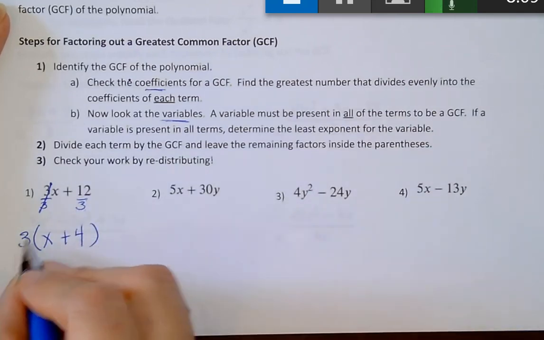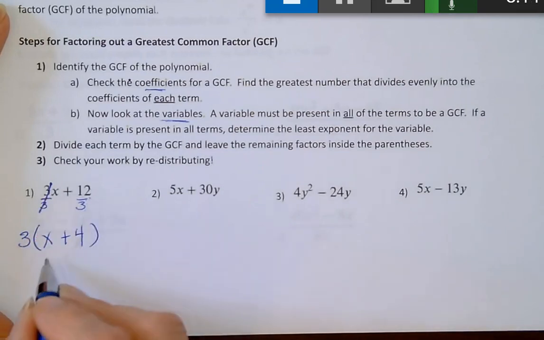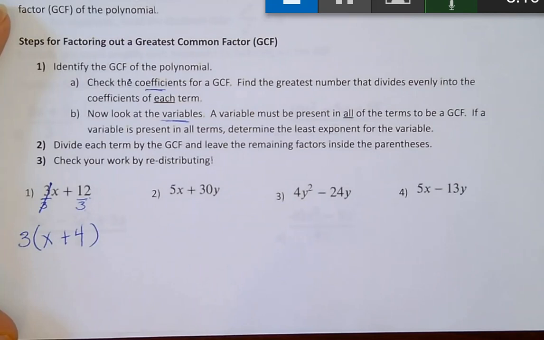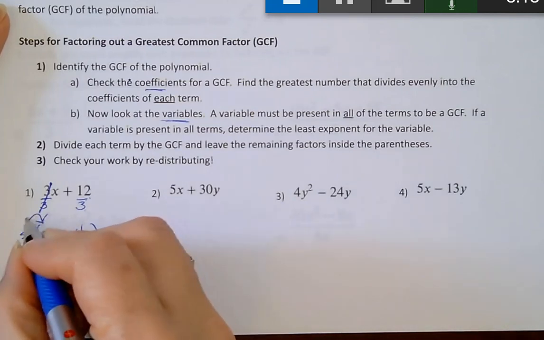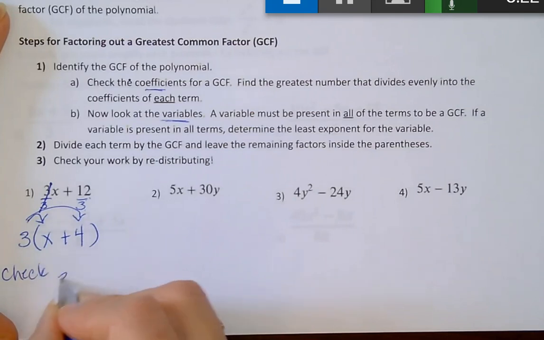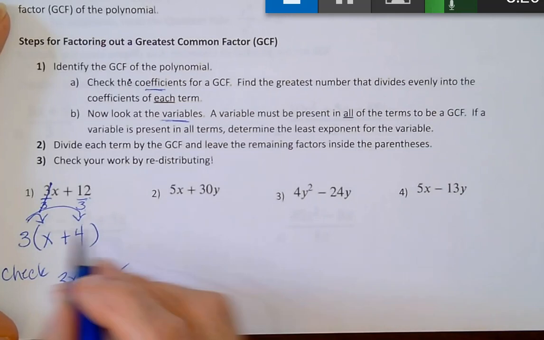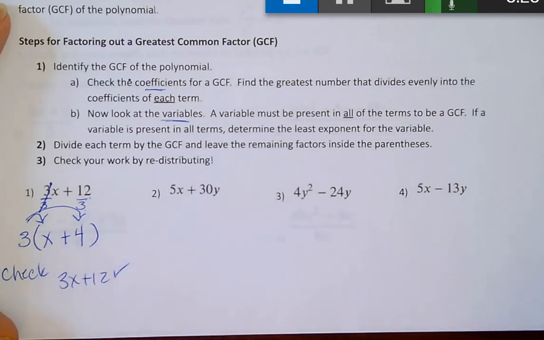Okay, so when I pulled 3 out of each one of my terms, when I pulled 3 out of 3x and out of 12, I was left with x plus 4. Let's just check and redistribute and see. So check by redistributing, and I get 3x plus 12, and hooray, that worked. Okay, so when I look at x plus 4, I don't see any factors that I could pull out of there.